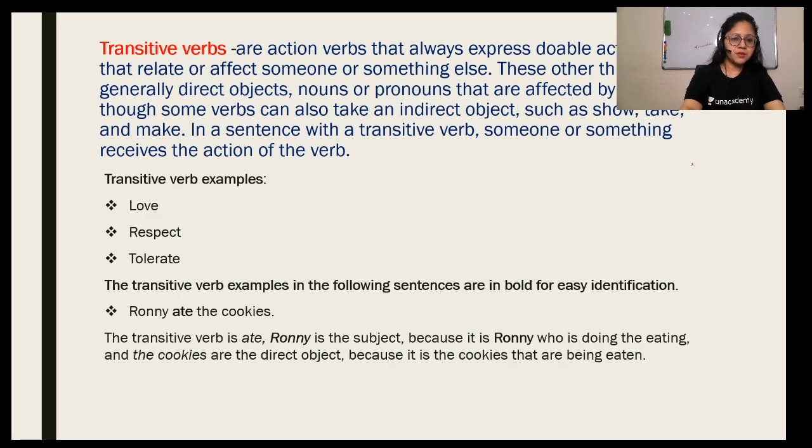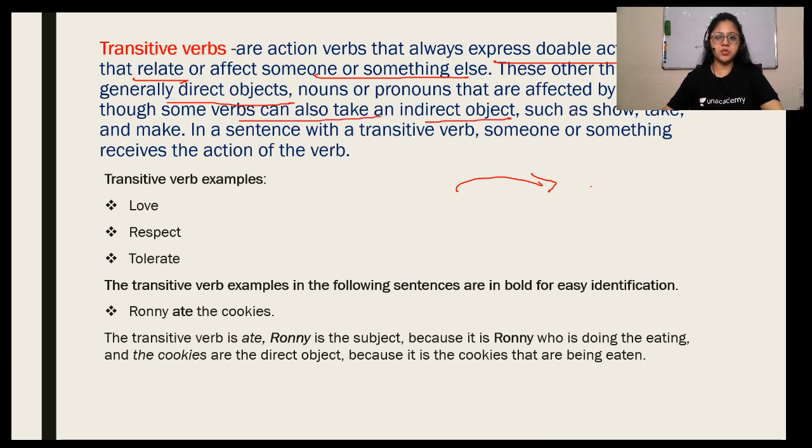Now we've got transitive verbs and we've got intransitive verbs. Transitive verbs are action verbs that always express doable activities that relate to or affect someone or something. These things are generally direct objects. So transitive verbs always have an object which they relate to, that is affected by the verb. Some verbs can also take an indirect object, such as show, take and make. In a sentence with a transitive verb, someone or something receives the action of the verb.